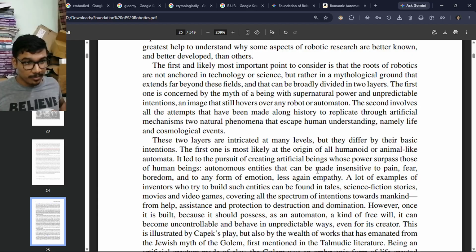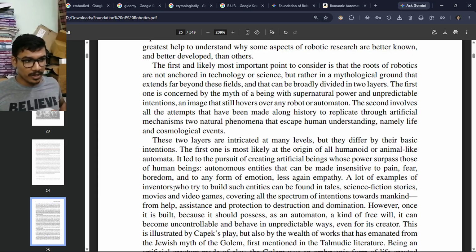Autonomous entities that can be made insensitive to pain, fear, boredom, and to any form of emotion, except empathy, not enthalpy. My bad. That's a term from physics or chemistry.